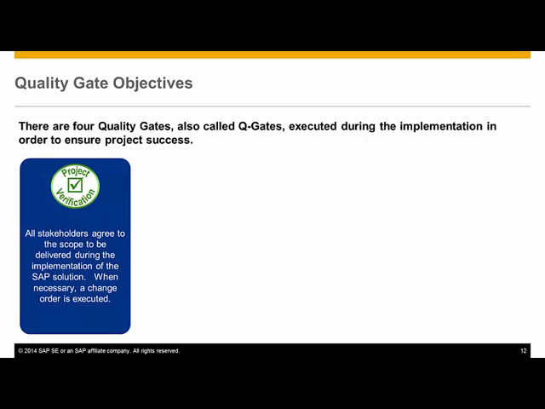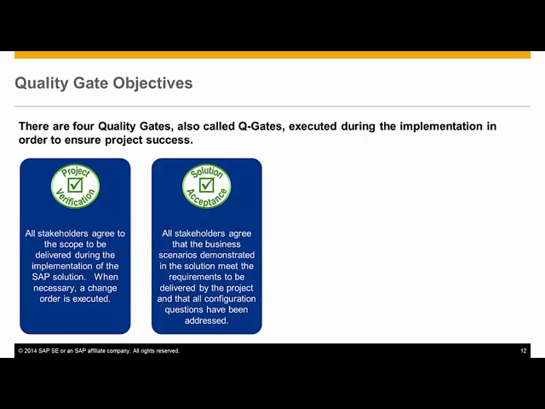The first Q gate, project verification, ensures that all stakeholders agree about the implementation project scope. At the end of the realize phase, the solution acceptance Q gate confirms that all stakeholders agree that the demonstrated business processes meet the implementation project requirements and that all configuration questions are addressed.